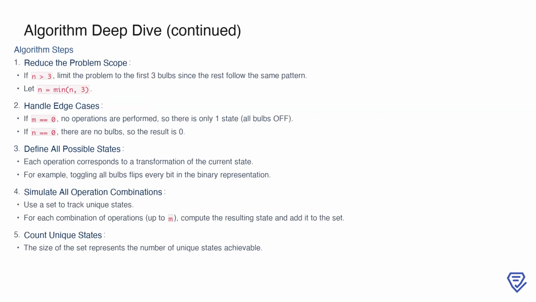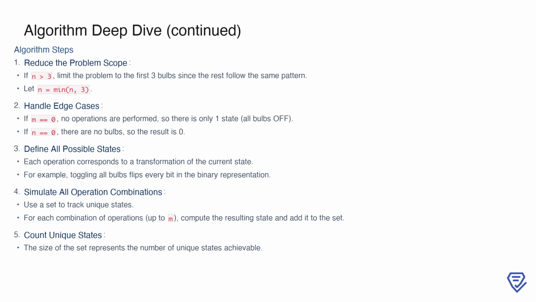To solve the problem, the algorithm follows a structured approach. First, we focus on reducing the scope of the problem. If n is greater than 3, we only analyze the first 3 bulbs and let n equal min(n, 3), since the behavior of additional bulbs is repetitive. Next, we handle special cases. If m is 0, no operations are performed, and the bulbs remain in their initial state, meaning there is only one possible configuration. Similarly, if there are no bulbs, n equals 0, the result is 0 states.